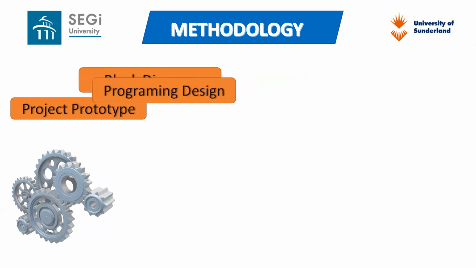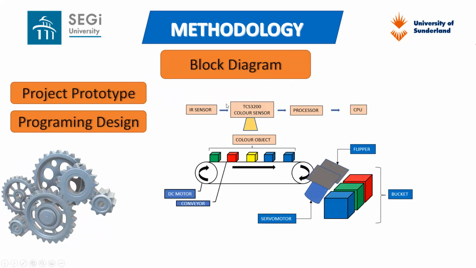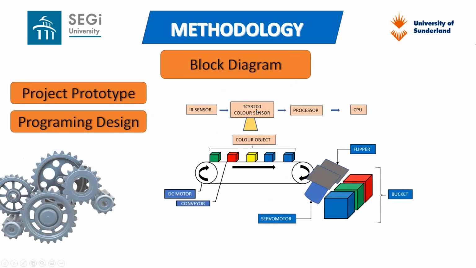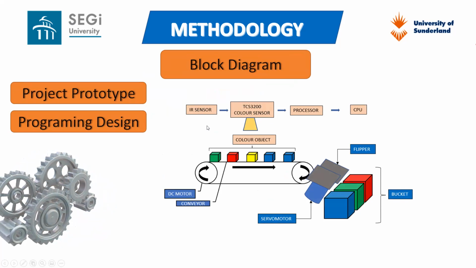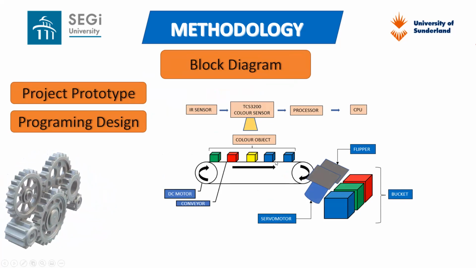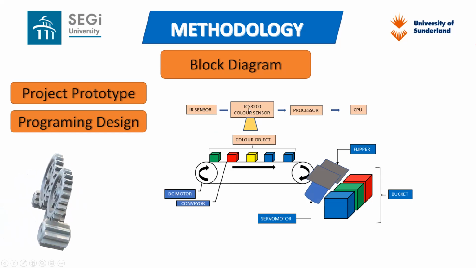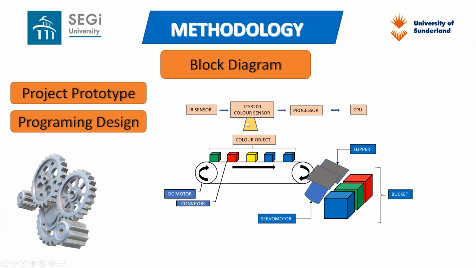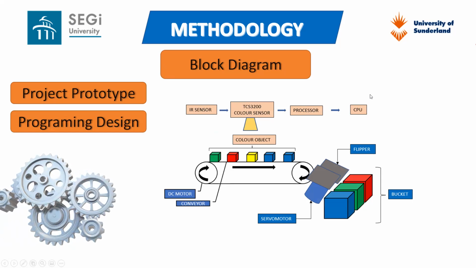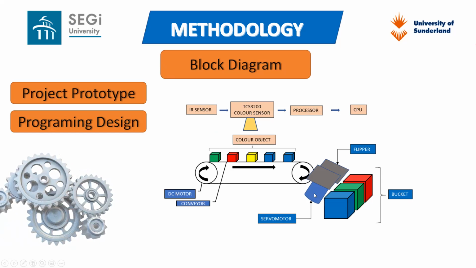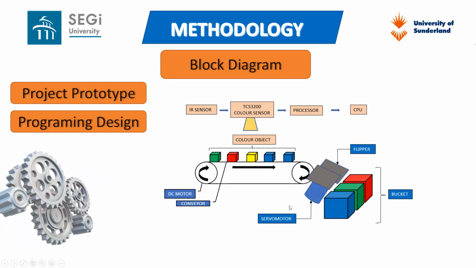The next one is the block diagram. We have 2 sensors over here, the IR sensor and the TCS3200 color sensor. The IR sensor is just to detect the presence of the object. The TCS color sensor is to detect the color, and then it goes to the processor, and then to the CPU, and the CPU will give instructions to the servo motor to flip to whichever bin is supposed to receive the object.